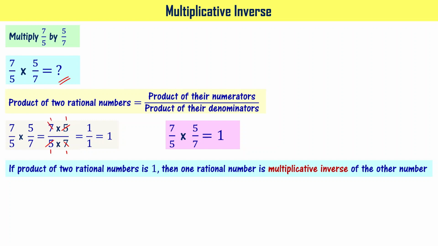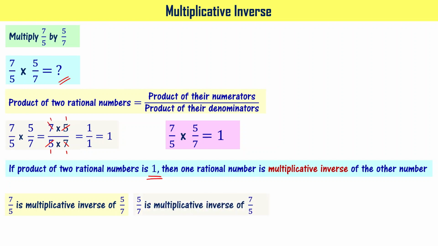If the product of two rational numbers is 1, then one rational number is the multiplicative inverse of the other number. Please note this definition. If the product of two rational numbers is 1, then one rational number is called the multiplicative inverse of the other rational number, right? In this particular case, I can say that 7 by 5 is the multiplicative inverse of 5 by 7, or 5 by 7 is the multiplicative inverse of 7 by 5, right? So when you generalize it, you can say that A by B is the multiplicative inverse of B by A.